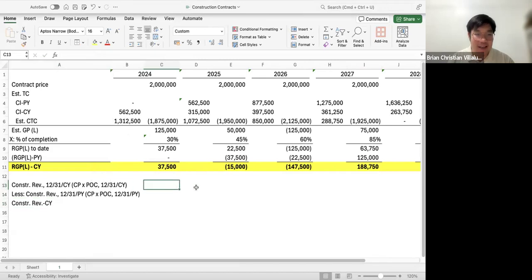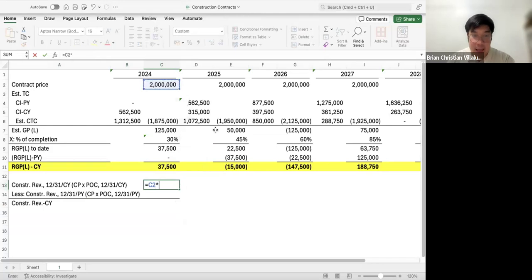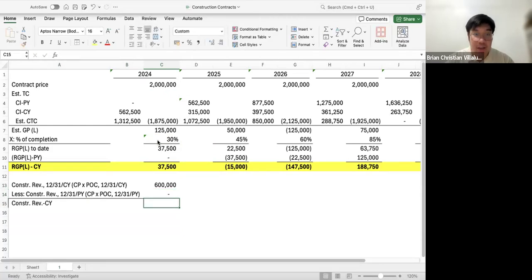Naintindihan? Okay. Sige. Compute natin ha. Construction revenue December 31, 2024. That is equal to 2 million times 30%. Then, dahil nasa first year pa lang tayo, wala pa tayong PY, simply set this to 0. So, ang construction revenue nyo for 2024 is simply equal to 600,000. So, that's for number 2, 2024 naman. Okay? Next.